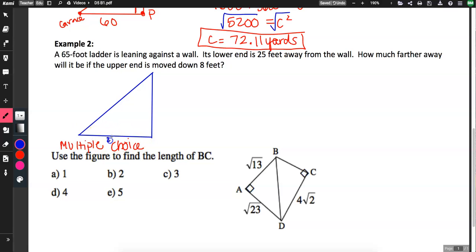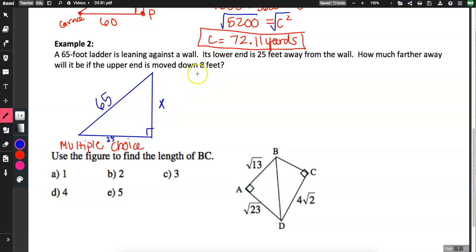Sorry, ignore that multiple choice. 25 feet away from the wall. How much further will it be if the upper end is moved down 8 feet? So there's a couple of things happening here. The ladder itself is 65 feet. So here's my ladder. I know the base down here is 25. I don't know how high the wall is. So what I need to do first before I even worry about the second part is figure out the height of the wall. So let's solve for that.